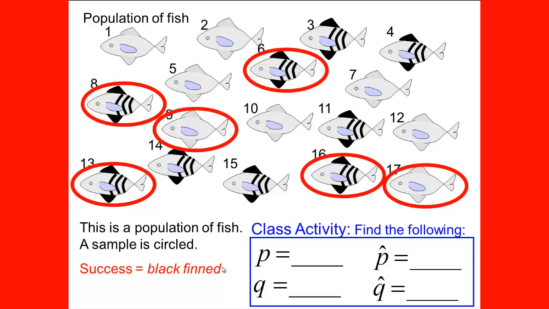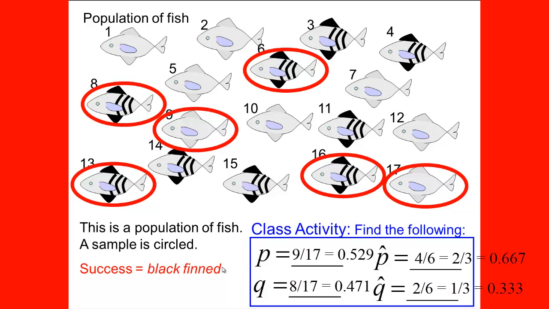and a success is black-finned. So P hat would be 4 out of 6, and I'll let you figure out the decimal for that. And Q hat would be 1 minus P hat.